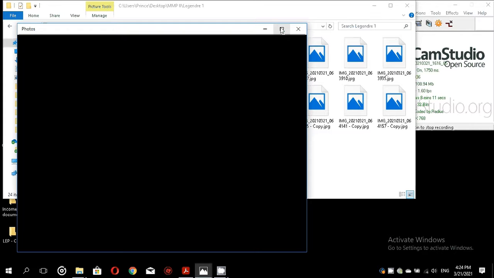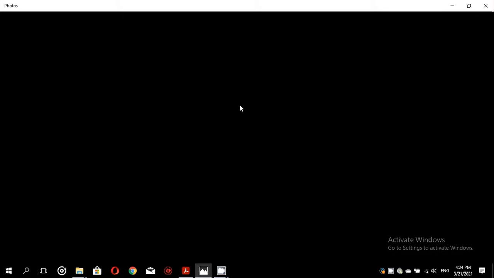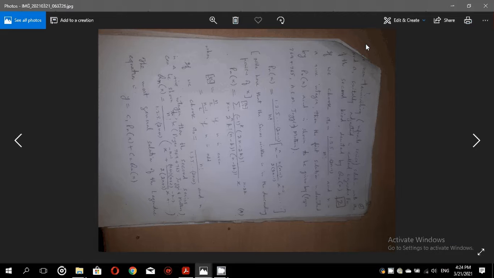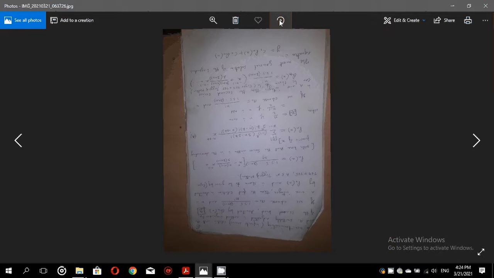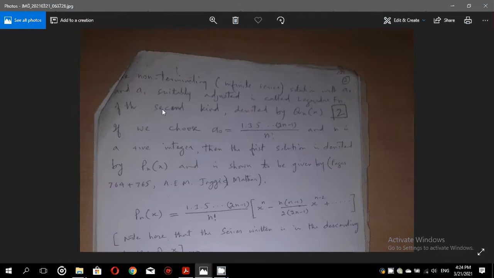This is the next page, and if I put this in this form, so this is the... okay. Now as I said, in our solution we will take up the finite part as Legendre polynomial, which can be the first term or the second term, depending on n is even or n is odd.